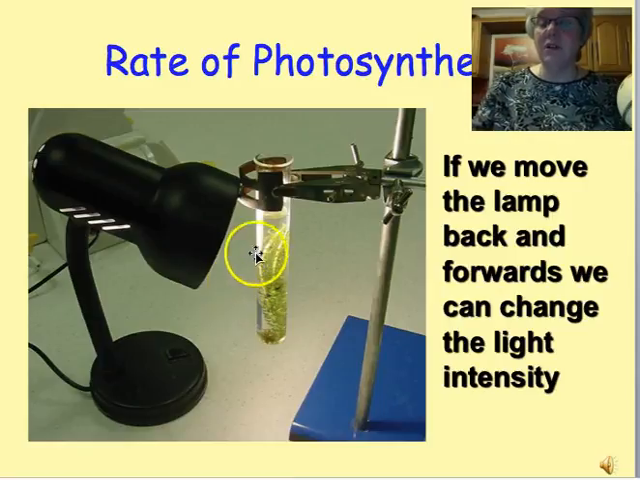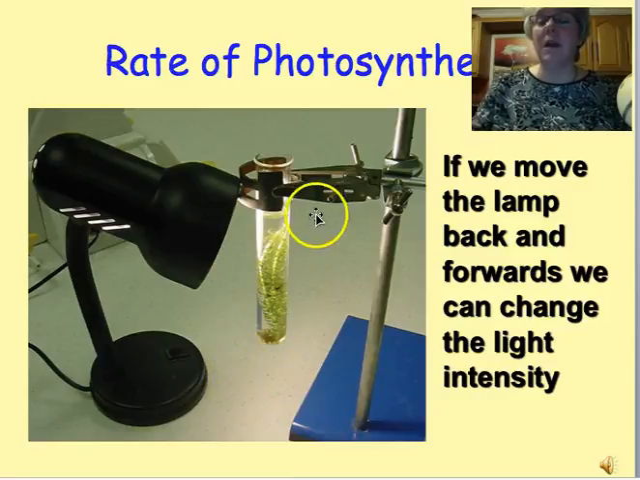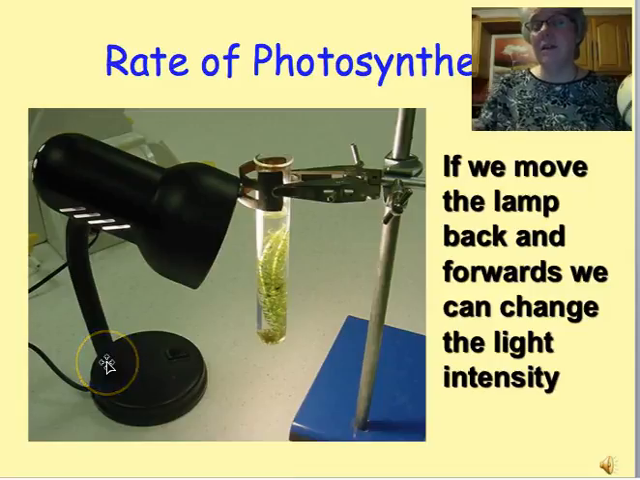So we could measure, say, the light intensity at this point here, say it's maybe, I don't know, 5 centimeters away from the plant, count the number of oxygen bubbles given off in a minute, and that will tell us the rate of photosynthesis. Then we can move the lamp further away, say 10 centimeters away, and then we can count the number of bubbles.